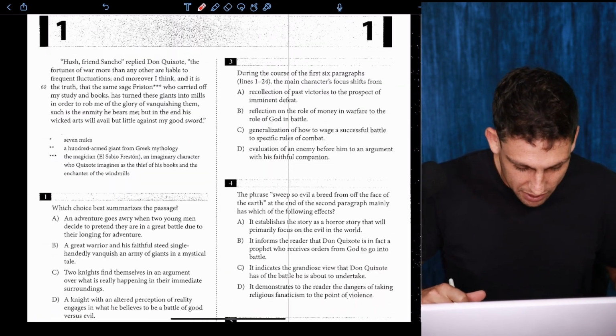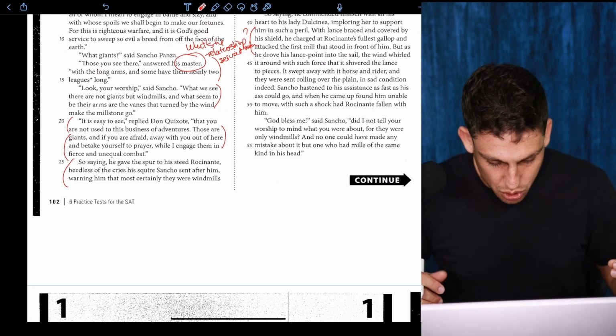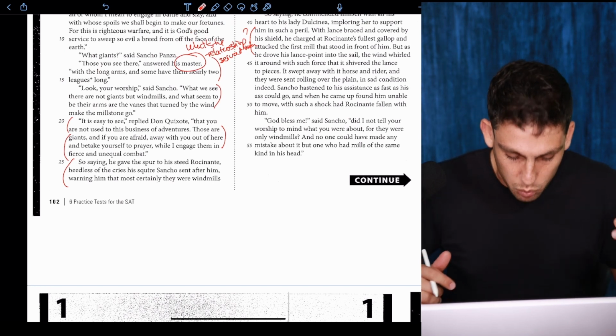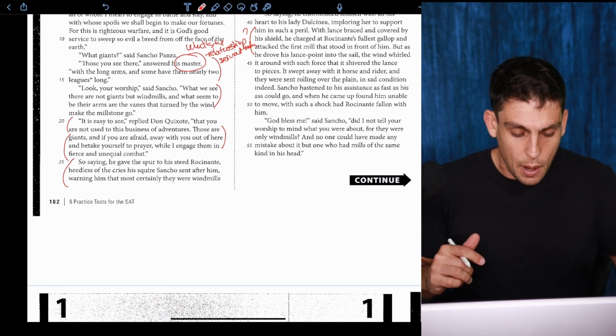Now I'm going to keep going. 16 to 19 is another one, so I'm going to keep reading. "Look, your worship," said Sancho, "what we see there are not giants but windmills, and what seem to be their arms are the vanes that turned by the wind make the millstone go."